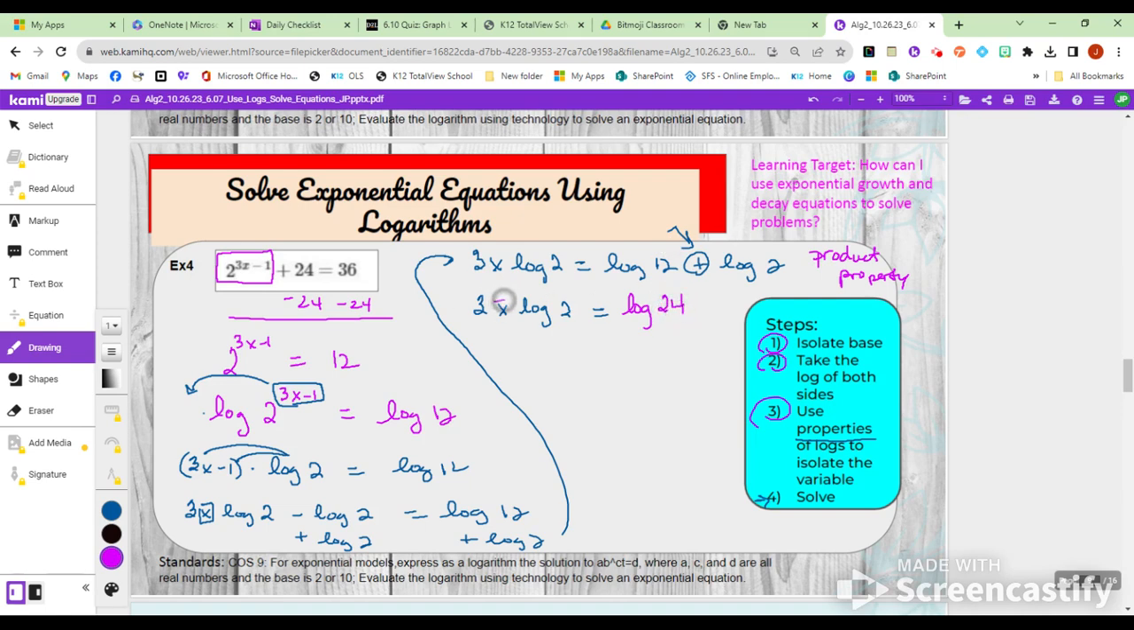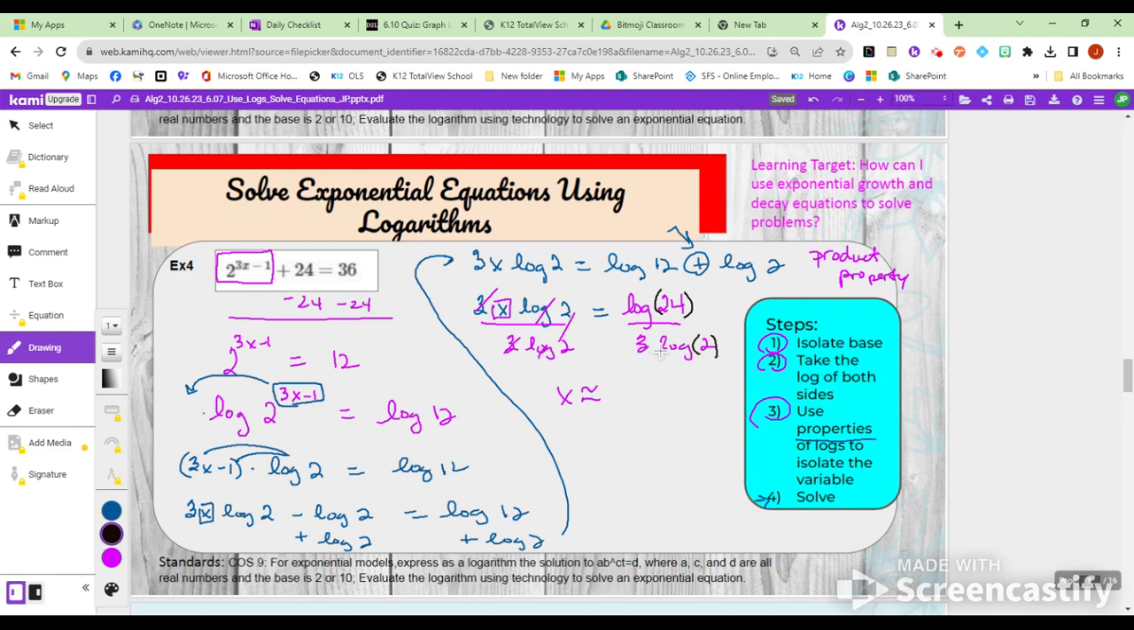I'm going to continue to solve. I'm trying to get x by itself. So I'm dividing both sides by 3 log of 2. And then I'm going to overdo my parentheses. So if I'm going to enter this straight into my calculator, I'm going to use black here. I'm going to put parentheses around the 24 because it follows the log. I'm going to put parentheses around the 2 because the 2 follows the log.